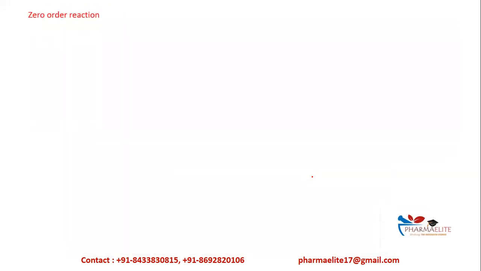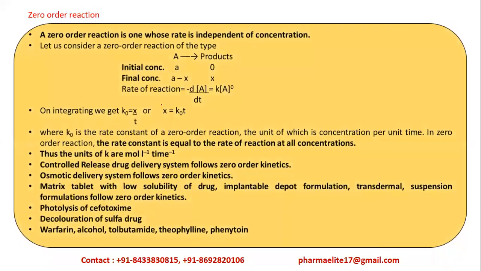Now first let us look at zero order reaction. A zero order reaction is one whose rate is independent of concentration. A very, very important point to remember: a reaction whose rate is independent of concentration. Now let us look at an example for a zero order reaction. Here a reactant A is getting converted to products. At initial time, the amount of product is 0.